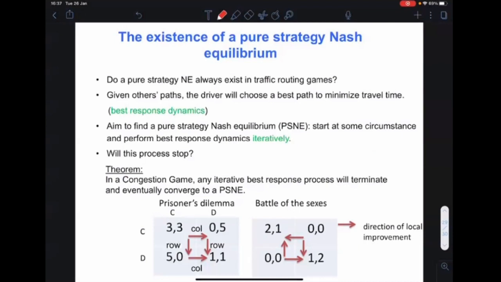So the question here is: do we have a pure strategy Nash equilibrium in traffic routing games? And the answer is yes, right? Because you have this potential game intuition.